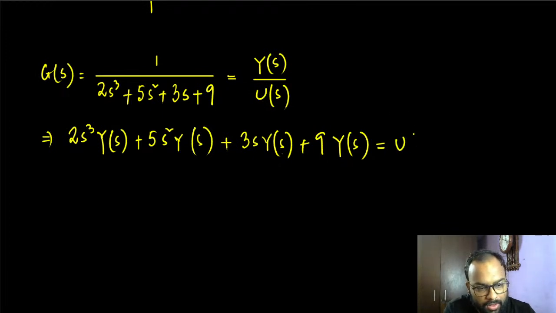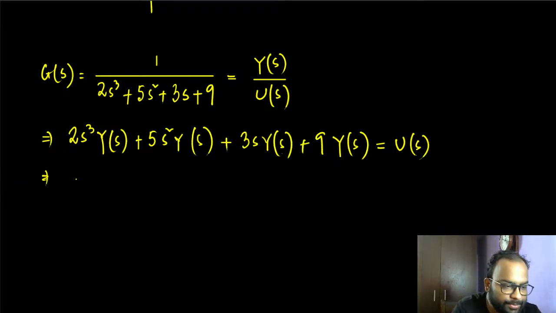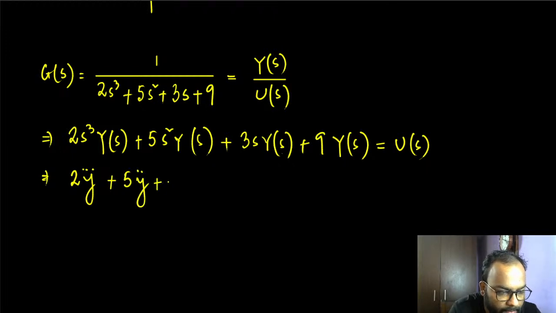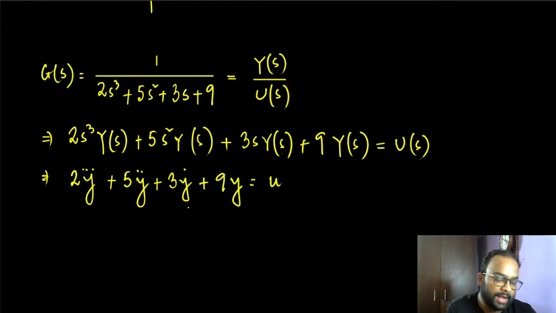From this, if we apply the inverse Laplace transform, we get the differential equation description of the system. The differential equation description of the system is 2y triple dot plus 5y double dot plus 3y dot plus 9y equal to u. And remember, this u and y are functions of time. So this is the differential equation description of the system, obtained from the transfer function model.